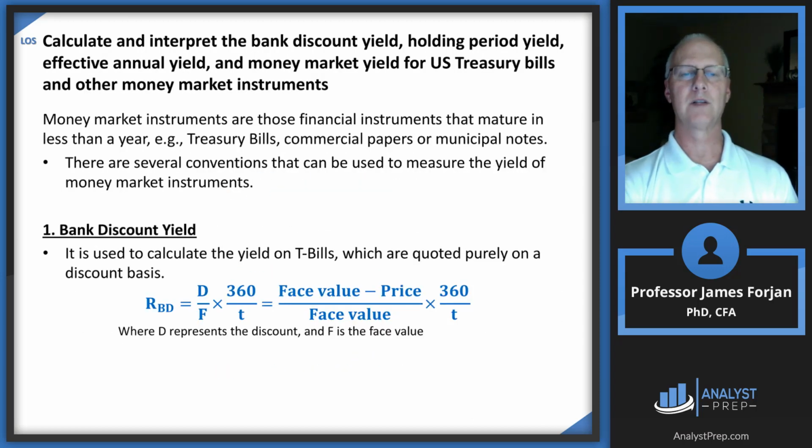Yep. So let's go back to bank discount yield. This is used to calculate the yield on treasury bills, quoted purely on a discount basis. So there's that discount again. We take the face value minus the price, which is going to be less than the face value. So the face value of a treasury bill, let's say it's $10,000. The price is going to be $9,940 or something close to that. And then we adjust it for time.